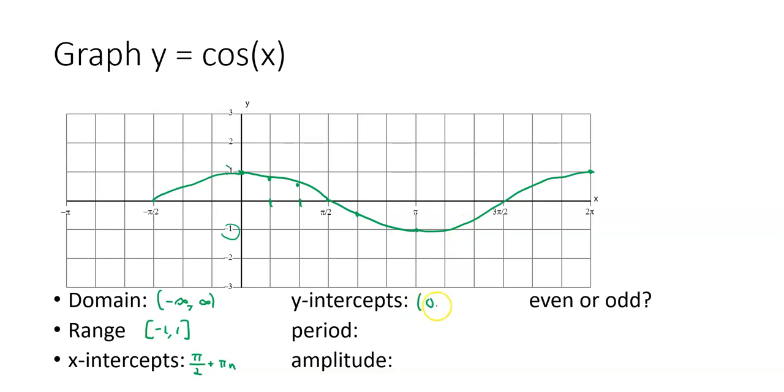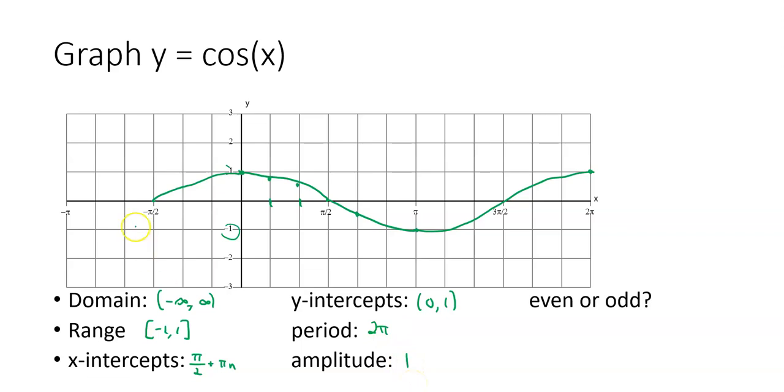Y-intercept is 0, 1. You notice the period of cosine is the same as sine. It goes from over here to over here. It takes 2 pi before that whole cycle gets completed. Amplitude is the same as sine, right? It's 1.